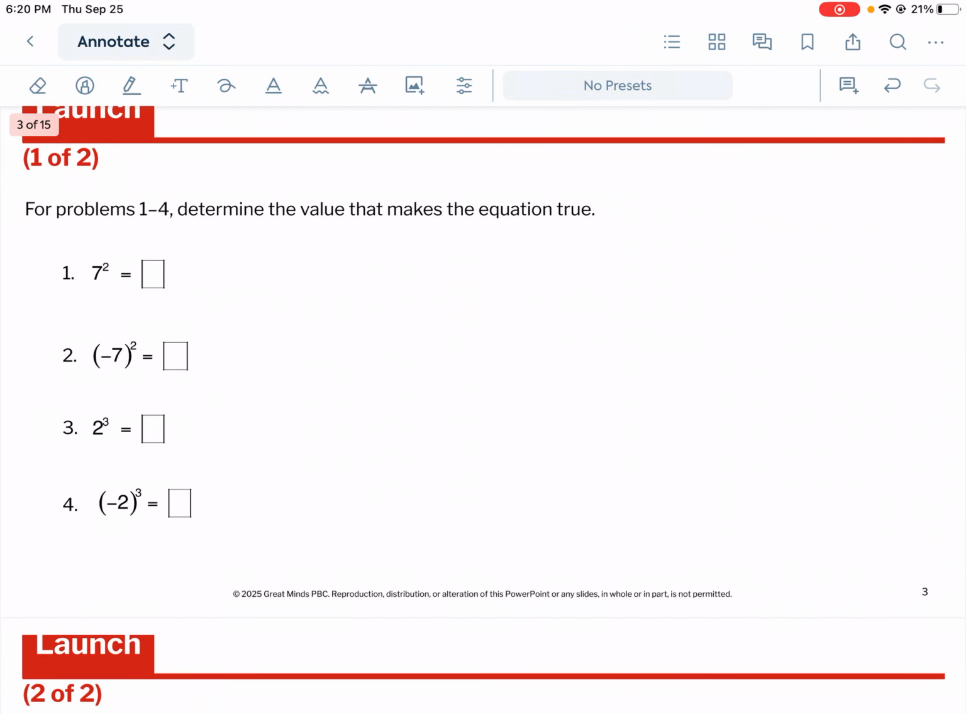Here, it says for problems 1 through 4, determine the value that makes the equation true. And we're just going to do a little bit of practice from yesterday, basically, is what this is. For number 1, it gives us 7 squared. 7 squared means 7 times 7. 7 times 7 is 49. That is our value. Done.